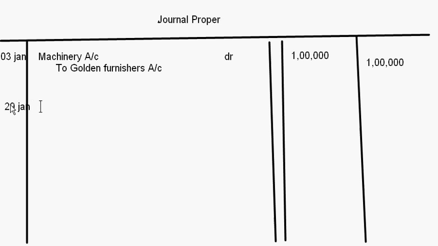29th January, depreciation account debit to machinery account, that is 10,000 rupees, right?